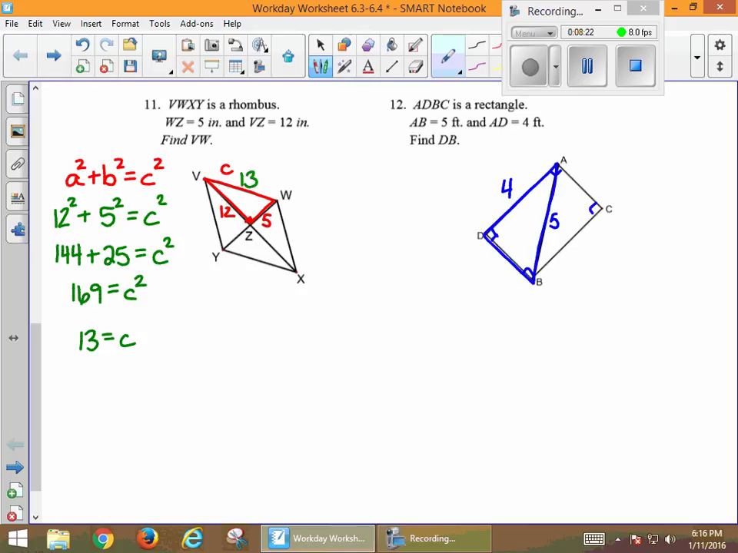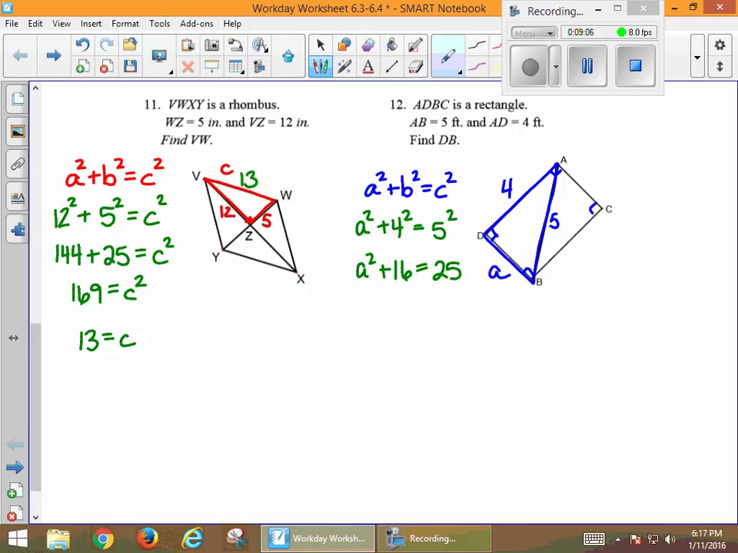Right there. And again, I'm going to do a squared plus b squared equals c squared. This one is a little different in the fact that I know the hypotenuse. I know 5 is my c. So I will call this side A. Squaring my legs, a squared plus 4 squared equals 5 squared. A squared plus 16 equals 25.